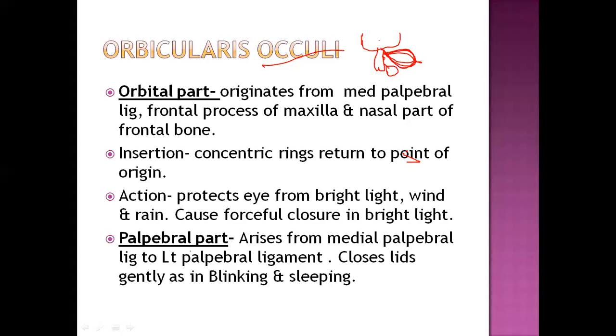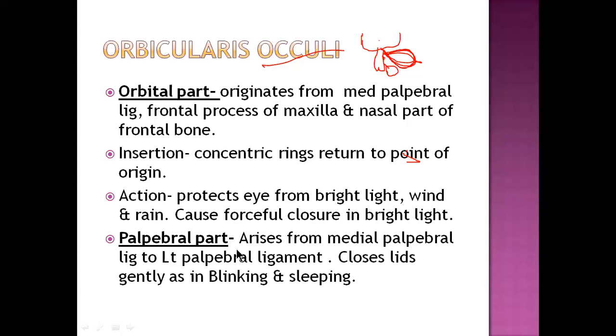Now, what does it do? It protects the eye from bright light, wind and rain, and causes forceful closure in bright light. Okay. So when you are in bright light, as you come out in sunshine on a hot summer day, this orbicularis oculi will contract to reduce the rays of sunlight. So that is the action of the orbital part of the orbicularis oculi.